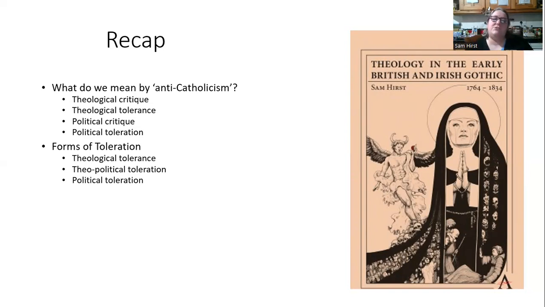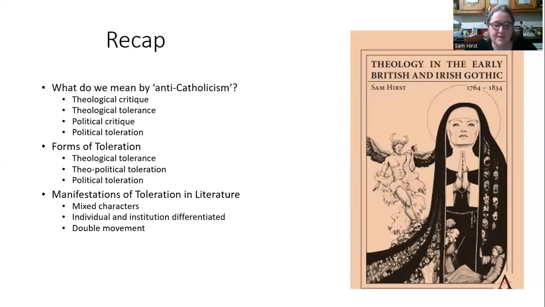I've suggested that we use toleration instead as a different framework for approaching and interpreting texts, and differentiated between theological tolerance, theopolitical toleration, and political toleration, suggesting that in the Gothic, we often find theological tolerance, and this is sometimes linked to a project of theopolitical toleration. There are many manifestations of toleration in literature, including overt declamations, but also the mixed characters, as Irene Bostrom suggests, good and bad, a differentiation between individual and institution, and also that double movement that Canwell outlines.